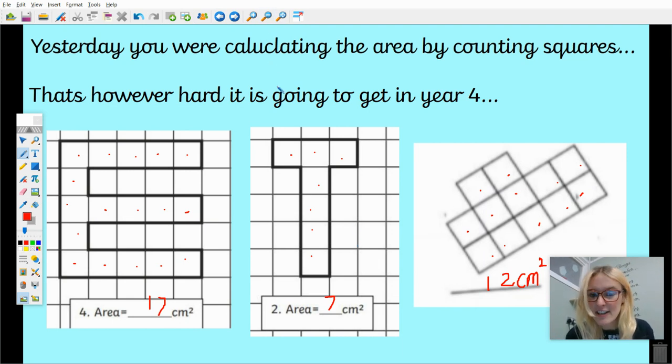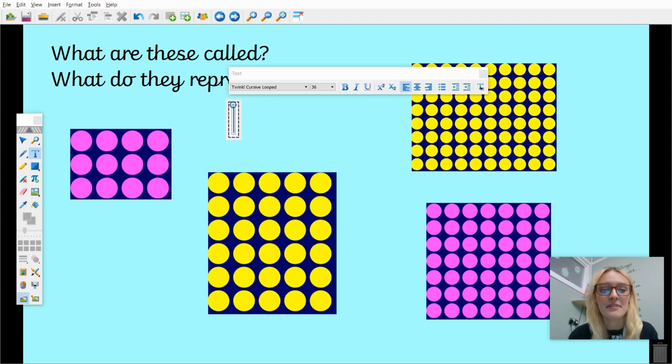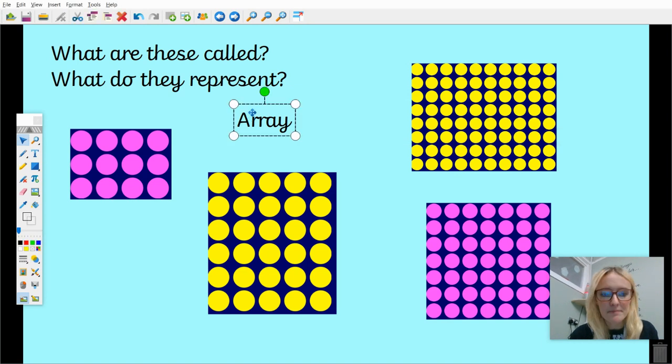When you get into the later year groups, you won't have the squares, and you'll have to calculate it using multiplication. But today we are going to stick with using squares. So does anyone remember what these are called? What are these called here? You get lots of dots. We see them in multiplication, and it begins with an A. It's an array. Okay, it's an array, and we can use an array when we're doing multiplication.